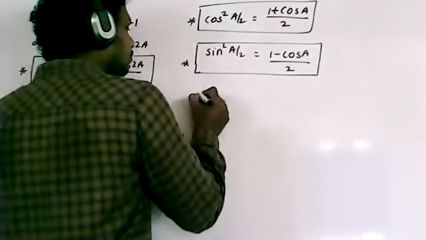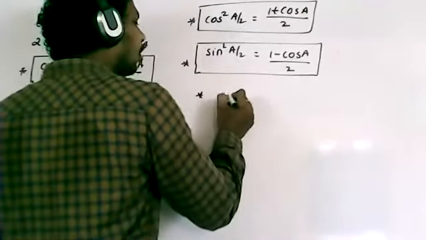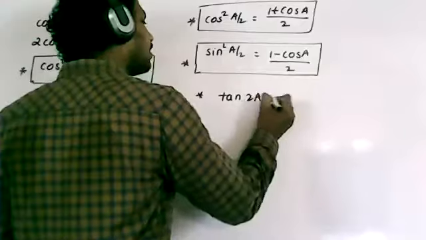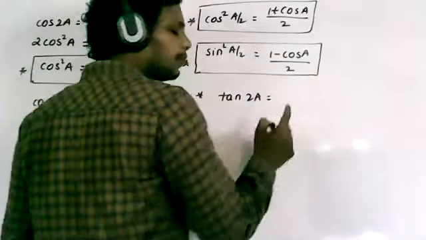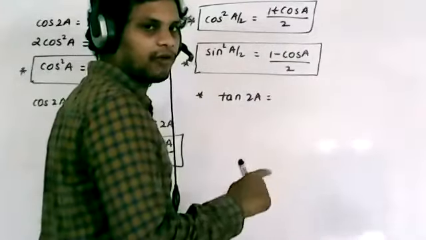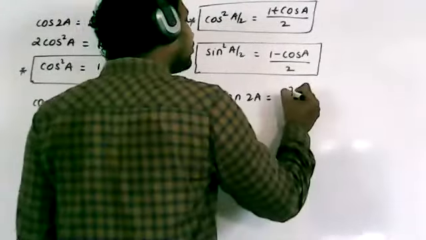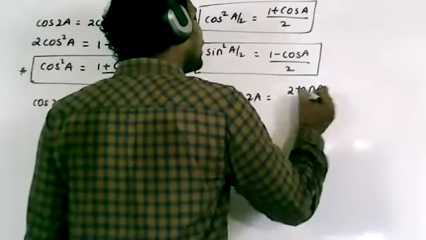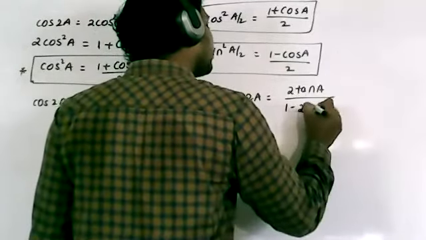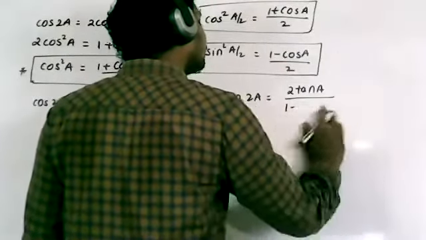Now, next one, if A is equal to B, then what is tan 2A? So what is tan 2A means if A is equal to B, then tan A plus tan B by 1 minus tan A tan B, that can be taken as 2 tan A by 1 minus tan square A.